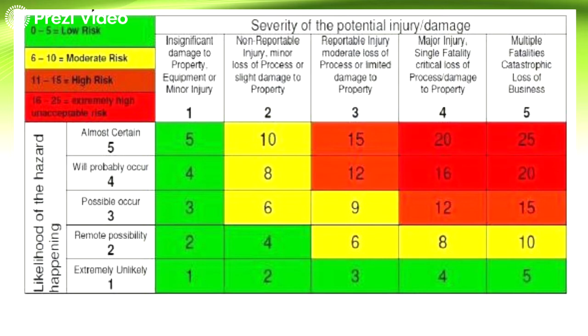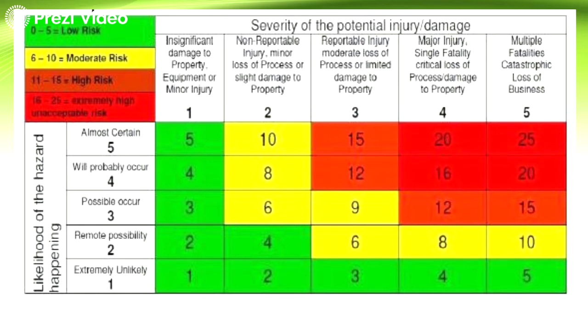So, another thing, kapag dating sa level 3, what are the reportable injury, moderate loss of process, or limited damage to property? So, if you're almost certain, then that is 5 times 3. So, you have 15. If it is probably occur, that is 4 times 3, so you have 12.